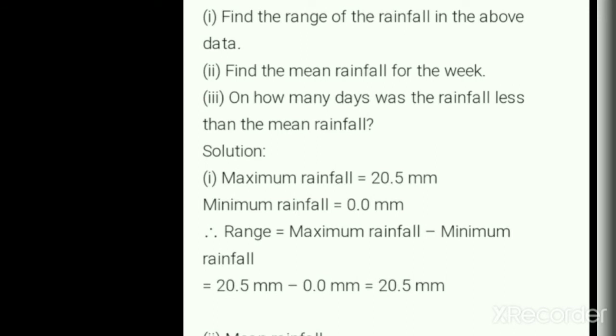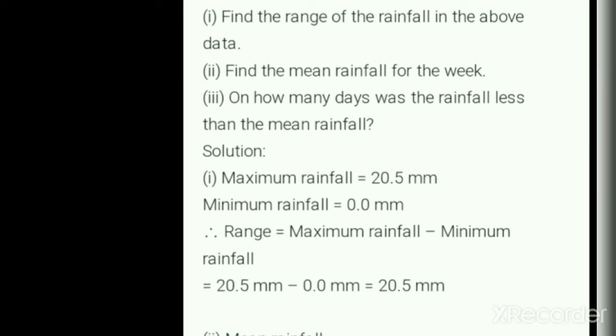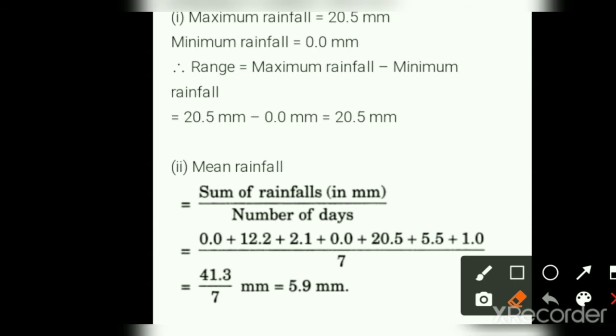Range is equal to maximum rainfall minus minimum rainfall. When you subtract, maximum rainfall is 20.5 and you are subtracting 0 only, no? So your answer will be 20.5 itself. So 20.5 millimeter. Clear, children? Second subdivision, we have to find the mean rainfall. For that 1 week we have to add everything and divide by the number of days. All are in decimals, so we have to add them.